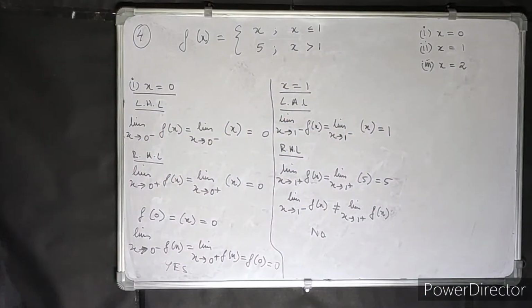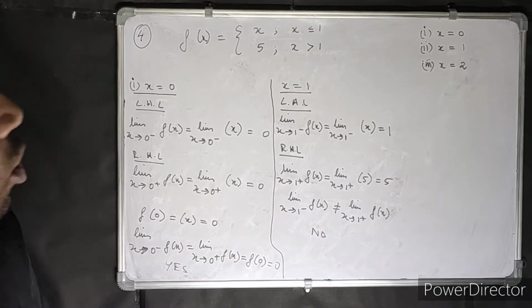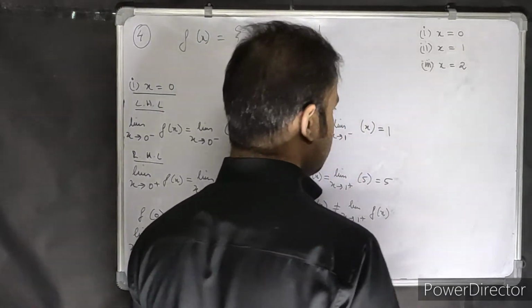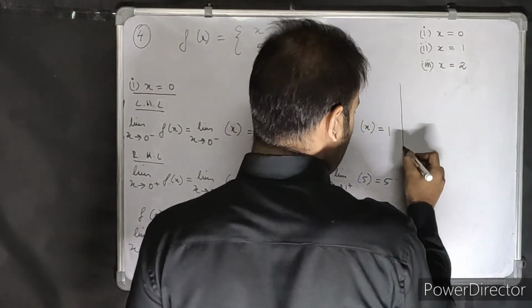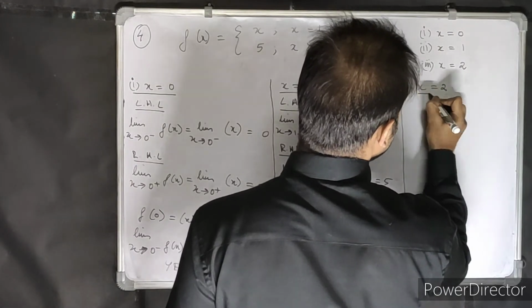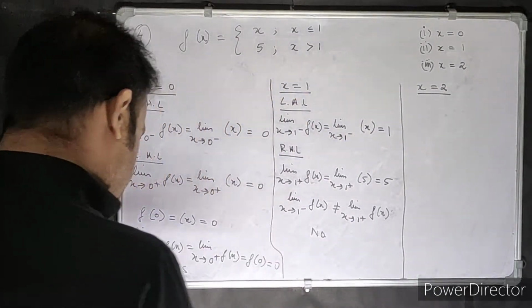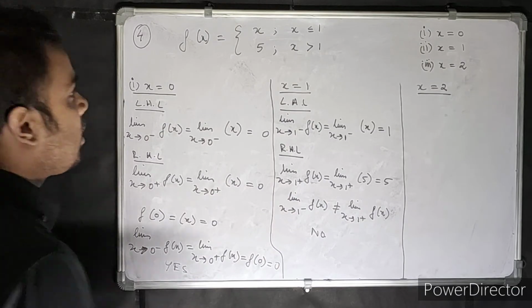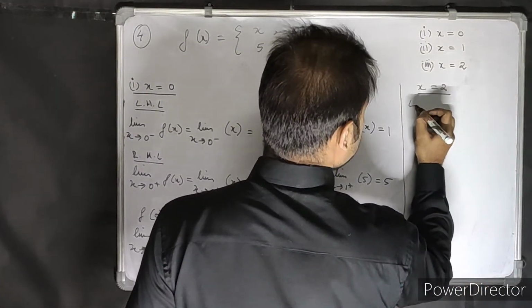Now let's go on to 2. Whether it's continuous at 2. Okay, let's check the answer. I forgot that. Yeah, it's written no. Not continuous. Correct answer. Let's go on to the next one. Now at x equal to 2 we need to check. So let's start checking at x equal to 2. Students, start checking.